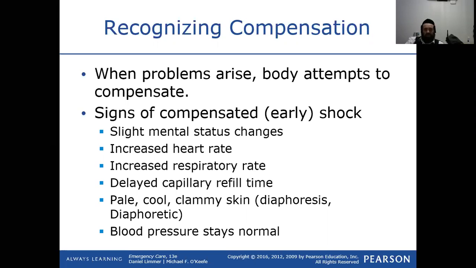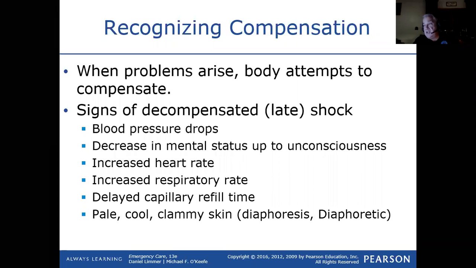Now, if we are not able to fix the problem and the shock is continuing, what happens is the patient goes into what's called decompensated shock. So it's the opposite, and it's not working anymore. All those things are not really working anymore. And that's called late shock. The classic difference between early shock and late shock is that the blood pressure starts to drop and the mental status starts to go downward, where they start getting tired and sleepy and unconscious.